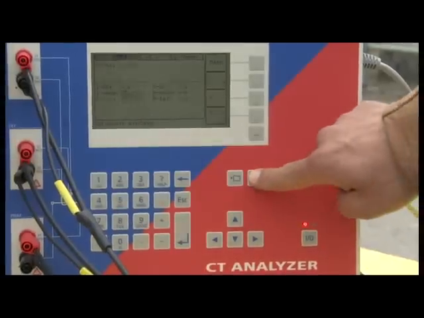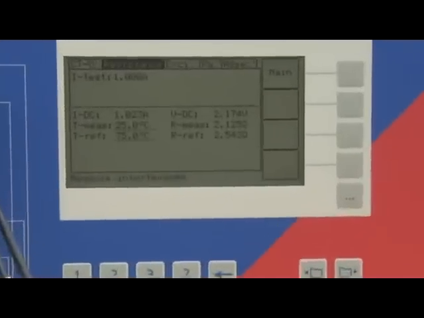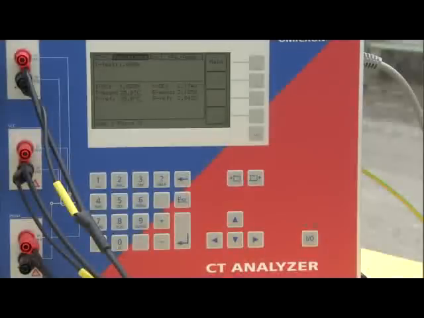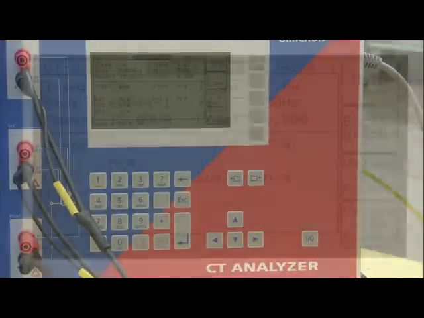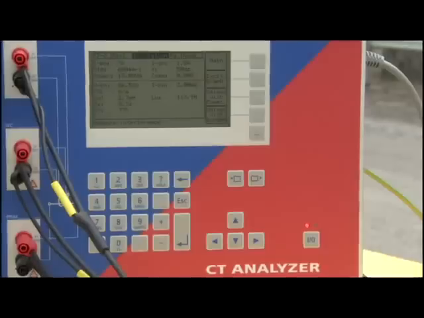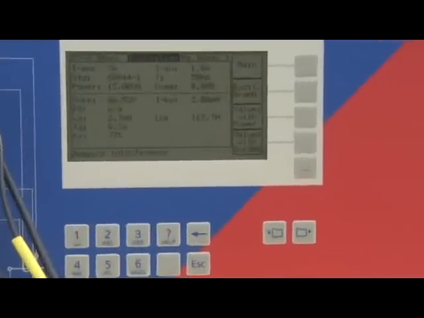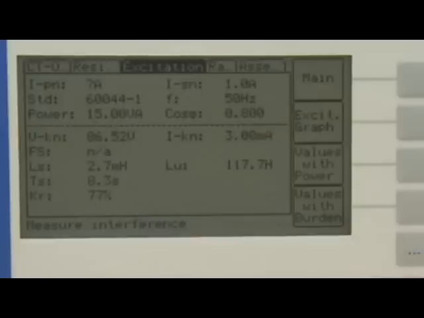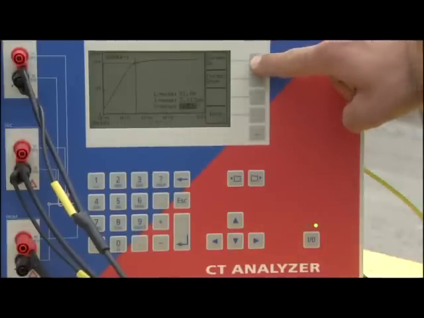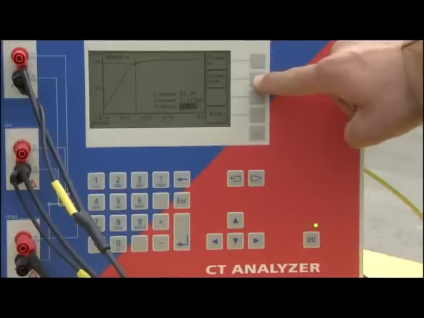Within the first second of the test, the winding resistance of the secondary winding is determined. The measured resistance and the calculated resistance at 75 degrees Celsius are displayed. Now the excitation curve is plotted and the voltage and current of the knee point are recorded. In addition, the saturated and unsaturated inductance, the secondary time constant, and the remanence factor are calculated. Current, voltage, and inductance can be displayed for any point on the excitation curve.